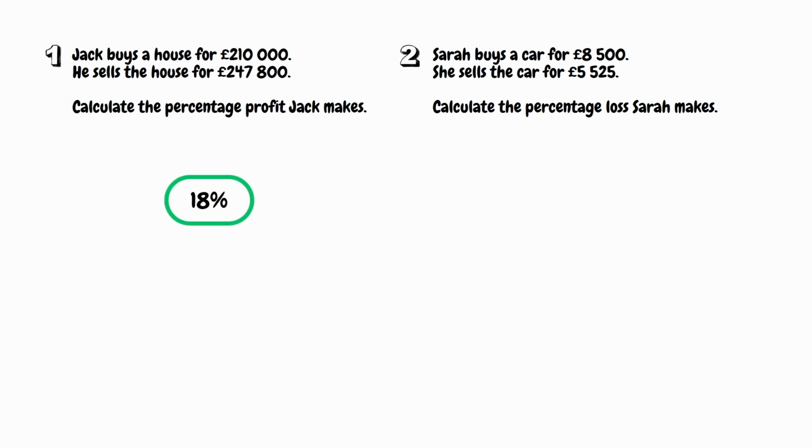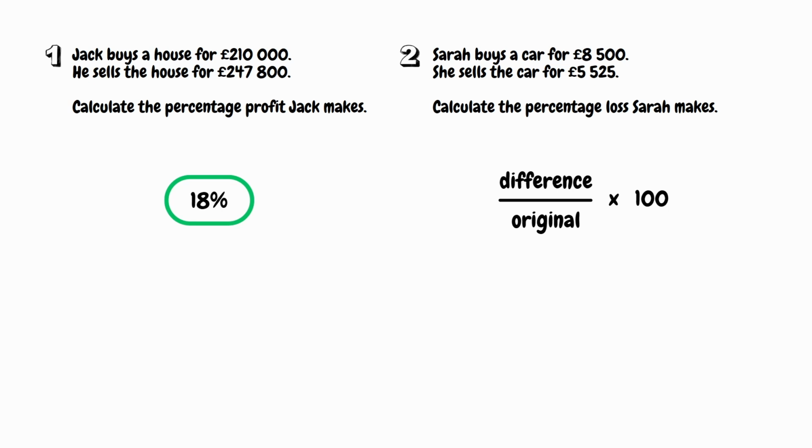Okay, so we've looked at a percentage increase question. We're now going to take a look at a percentage decrease. So for question 2, Sarah buys a car for £8,500. She then sells the car later for £5,525. This time we need to calculate the percentage loss that Sarah makes. So we're going to figure this out. We're going to use our percentage change formula again. We're going to do the difference over the original and then multiply that by 100.